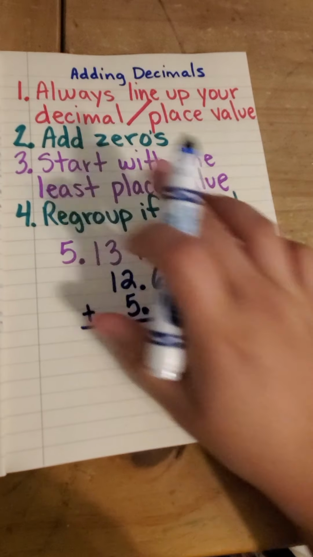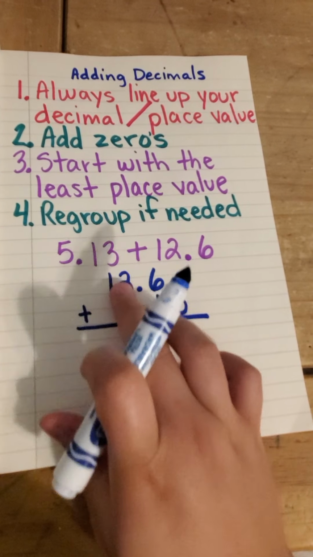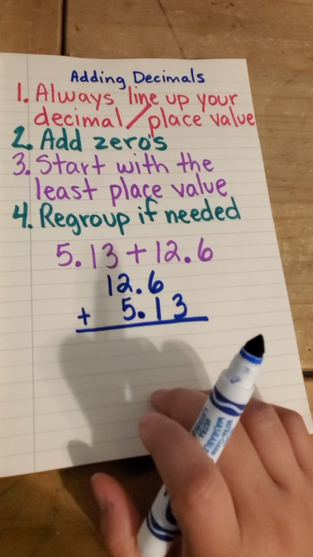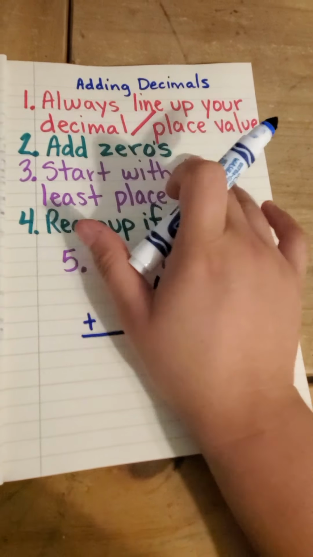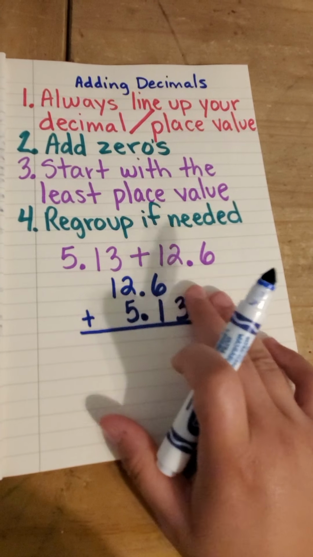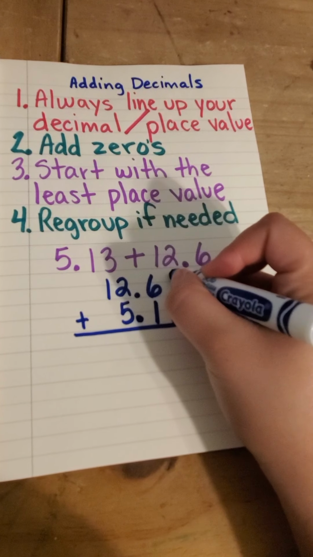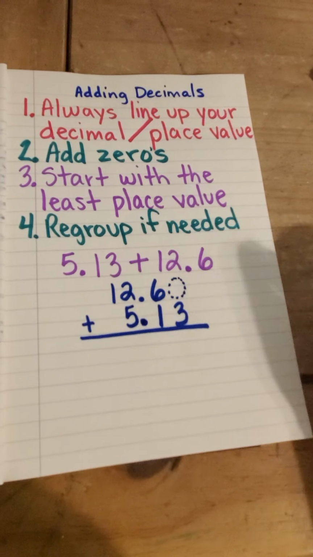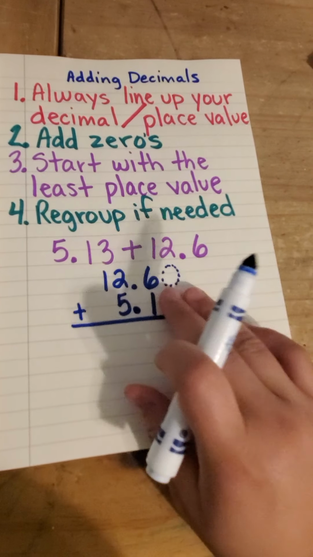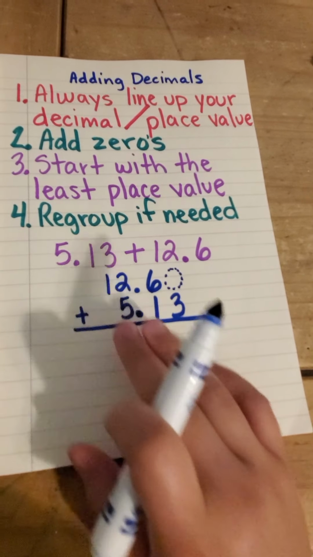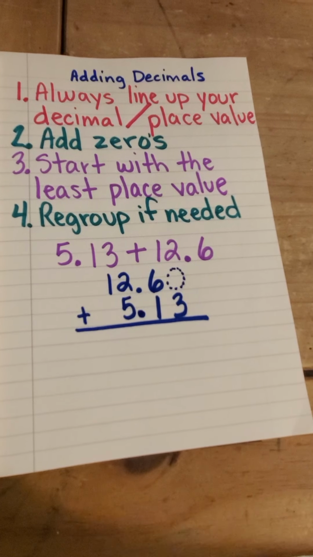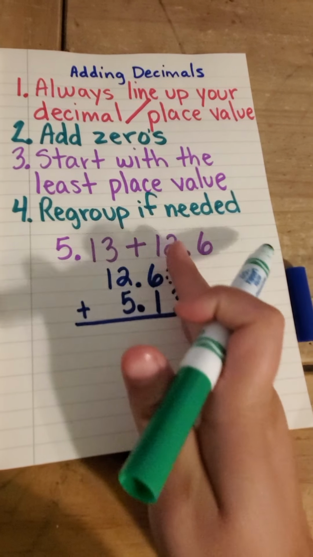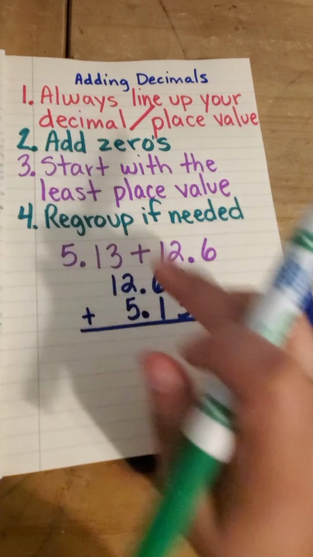All right. So we did the first step. We lined up our decimals. We put our numbers where they go. Second step said add zeros. So now we want to add zeros wherever we need them. So here in the 100ths place, I didn't have anything. So I want to put in my imaginary 0. Now that I have that, I can start adding. So it says start with the least place value. So I'm starting, in this case, in the 100ths place because that's the least place value.